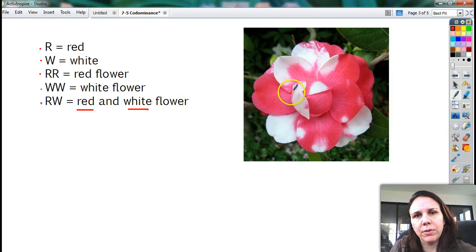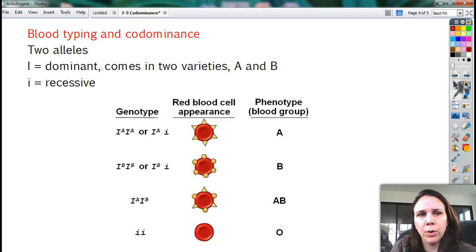Now, this doesn't happen very much in humans. The one main example that we have in humans is blood typing. You have 4 different blood types, A, B, AB, and O. The A type blood has an A protein, represented by a triangle here, on the surface of their blood. The B blood type has a B protein on the surface of their blood. The AB blood type has an A and a B protein on their blood, and O's have no proteins in their blood whatsoever.